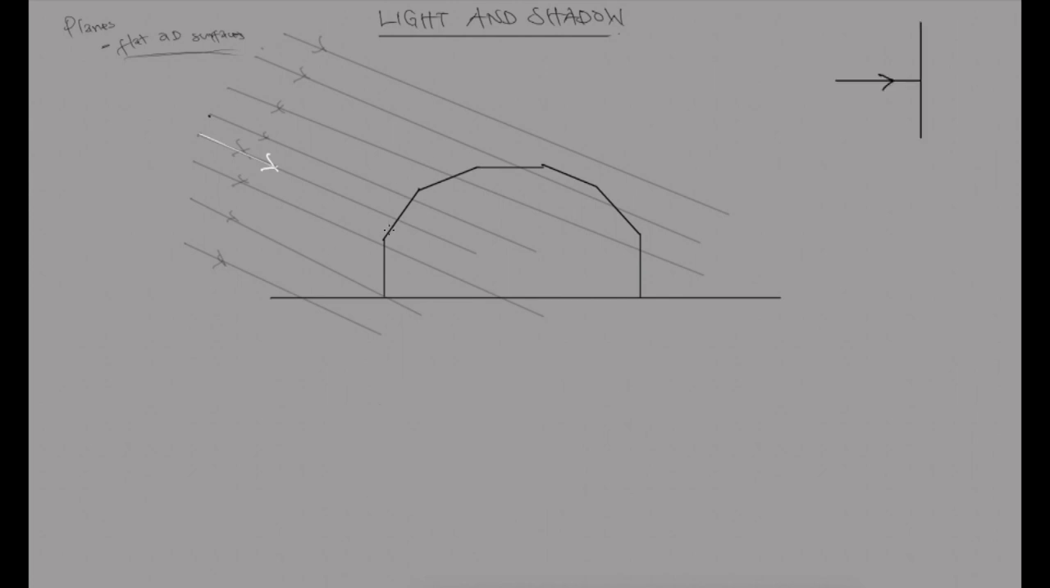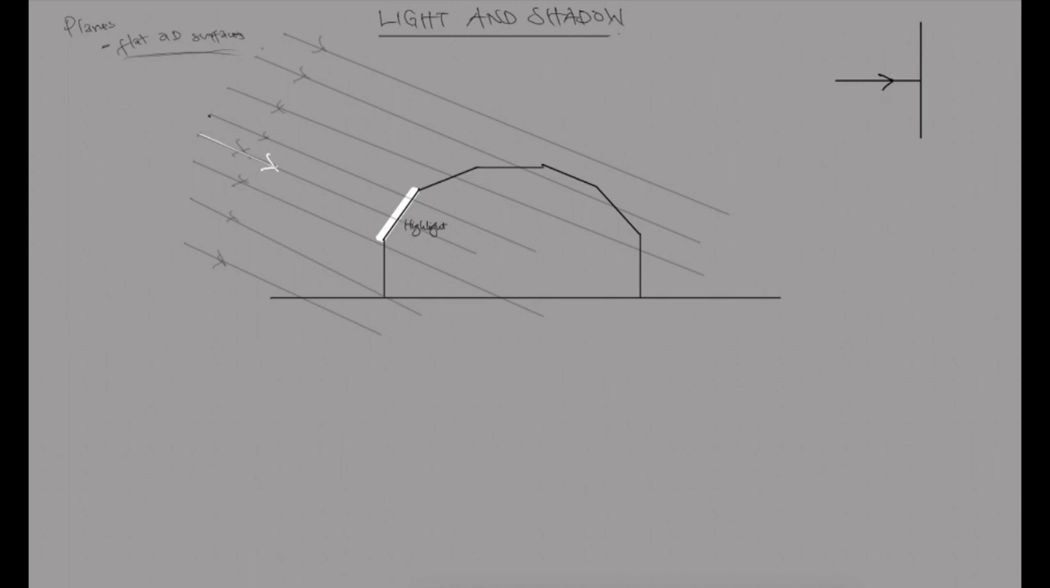That would mean this face over here will be the brightest, so we're going to make that white. This face, or this plane that we just shaded white, is what is called a highlight. This plane is also going to receive light, but it's receiving it at an acute angle and not at a 90 degree angle, at a normal.